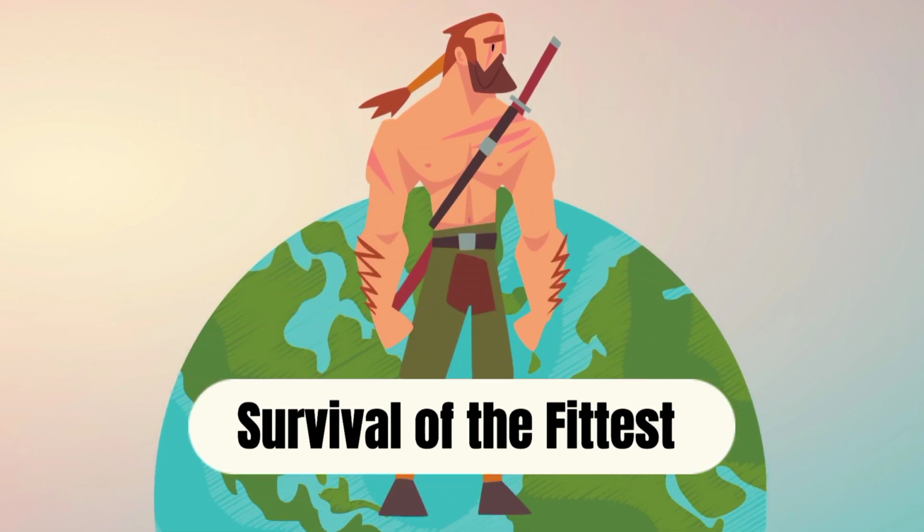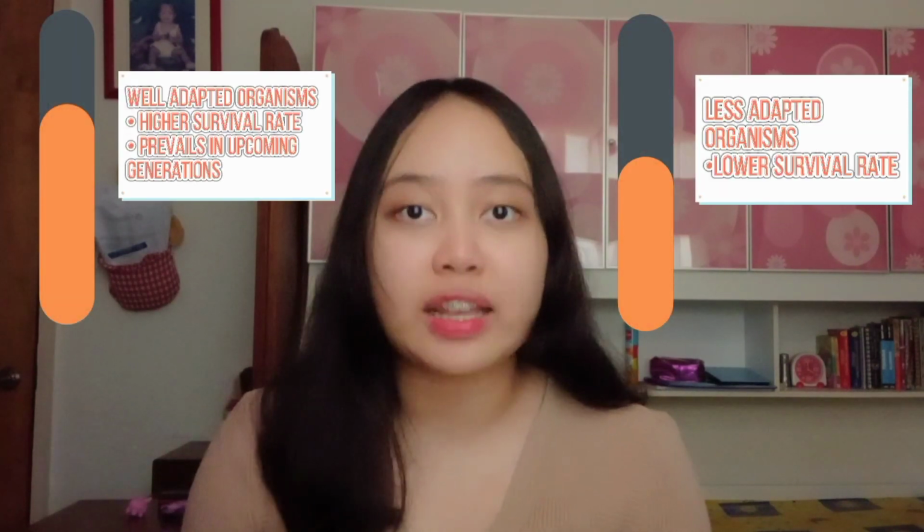Natural selection, one of the key points in the theory of evolution of Charles Darwin and Alfred Russel Wallace, basically screams survival of the fittest. Sounds pretty intense, right? It refers to how organisms that are well adapted to their environment have a higher survival rate than those that are less adapted.